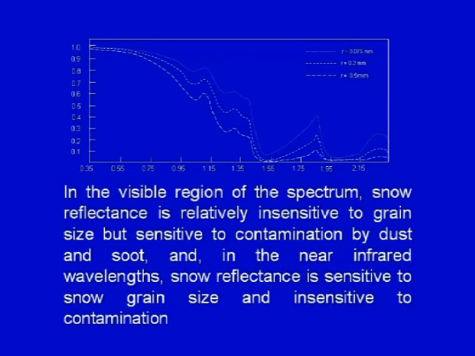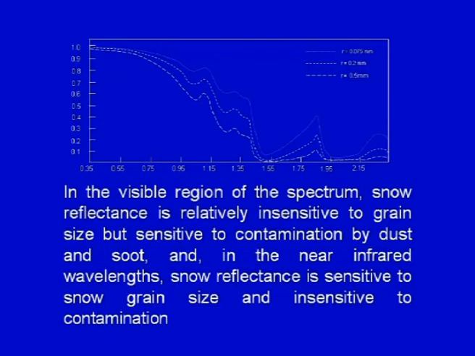With the onset of melting and associated snow grain size increase, the NIR reflectance decreases. Here the same is seen in this particular graph, wherein we find that as the radius of the snowflakes increases from 0.05 millimeters to half a millimeter, the reflectance of the snow cover decreases significantly in comparison to fresh snow. In the visible region of the spectrum, the snow reflectance is relatively insensitive to grain size, but sensitive to contamination by dust and soot. And in the near infrared region, snow reflectance is sensitive to snow grain size and insensitive to contamination.